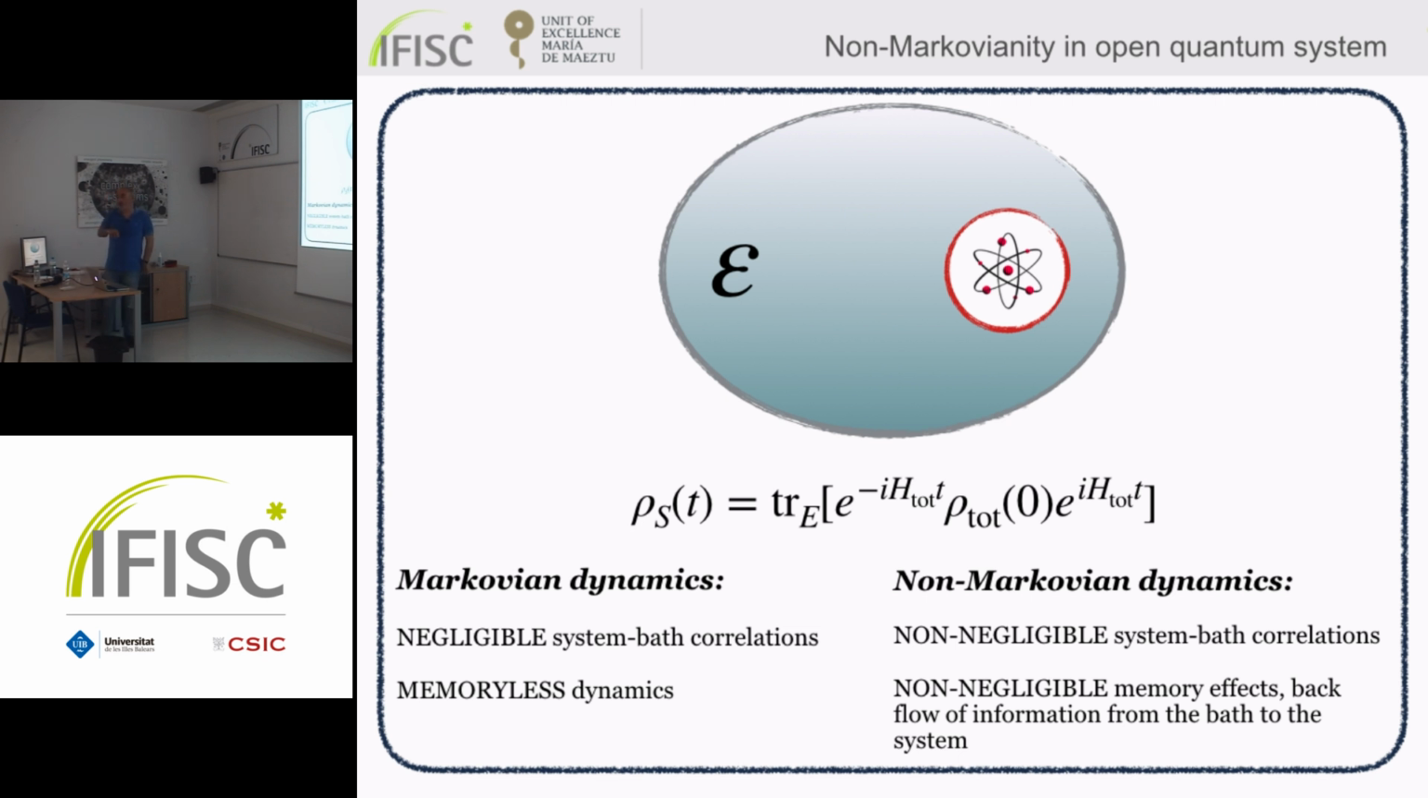Essentially, we can divide the kinds of evolution into two categories, Markovian or non-Markovian. In Markovian dynamics, there is negligible correlation between system and bath at all times, and the dynamics of the system is memoryless. On the other hand, if you have some kind of non-Markovianity, it means that there are correlations created during the dynamics between the system and the bath, and there is a backflow of information from the bath to the system that makes memory effects not negligible.